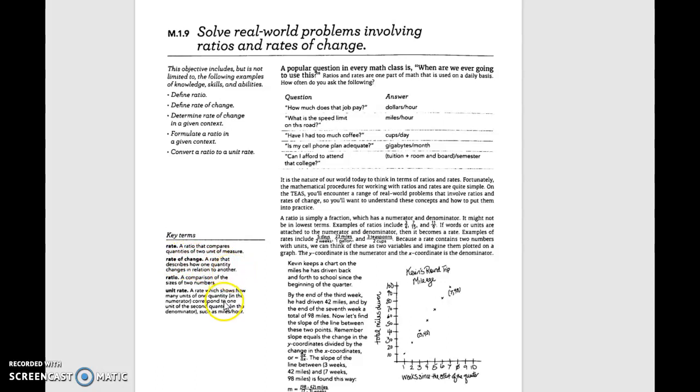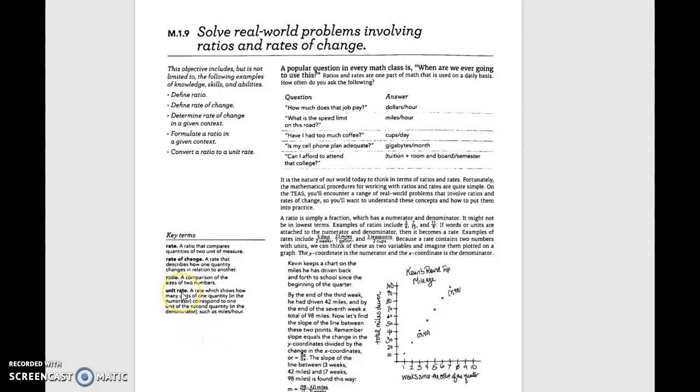A unit rate is a rate which shows how many units of one quantity in the numerator correspond to 1 unit of the same quantity in the denominator, such as miles per hour. Think of this as a fraction that has some number on top and a 1 on the bottom, so you would think of it as being reduced to a whole number. But remember, rates cannot be reduced to whole numbers. So just remember, you could have 7 over 1, well, that's a ratio or a unit rate, but you cannot reduce it to just 7.